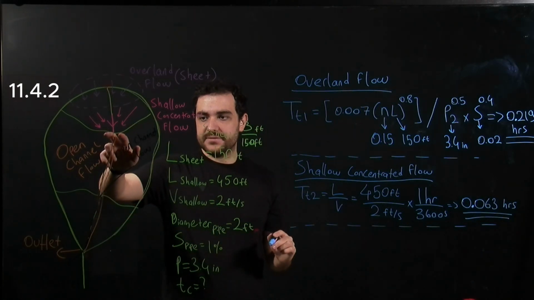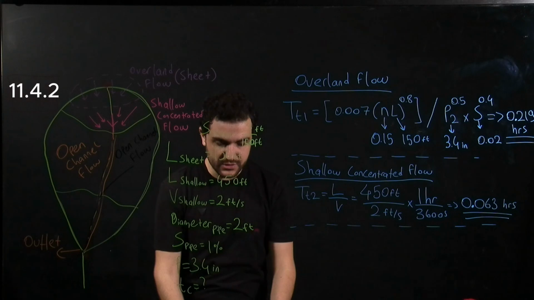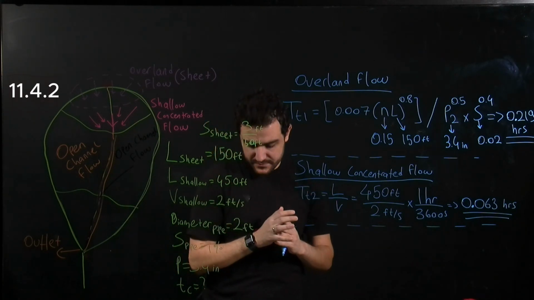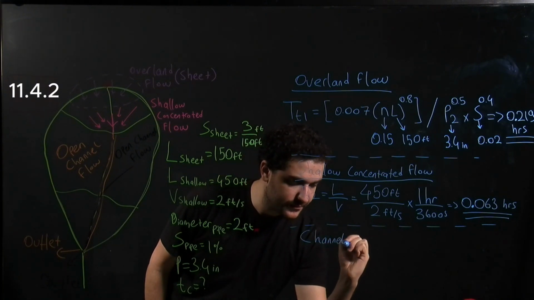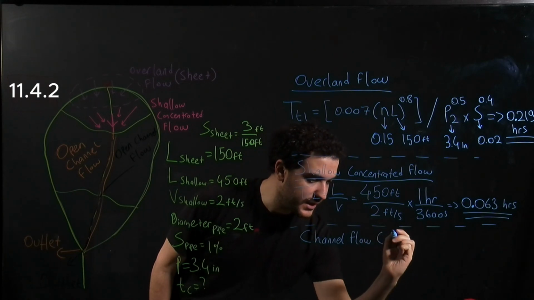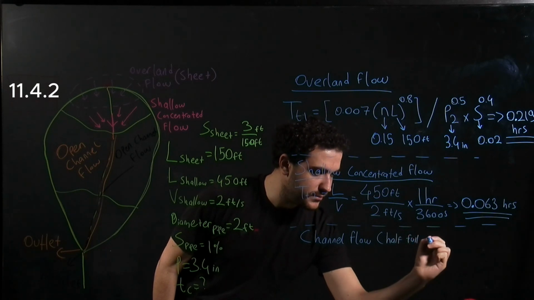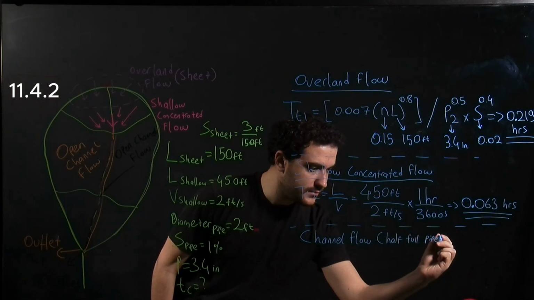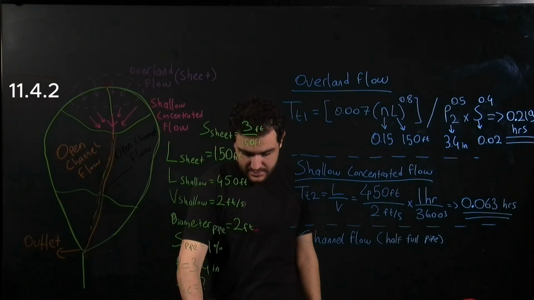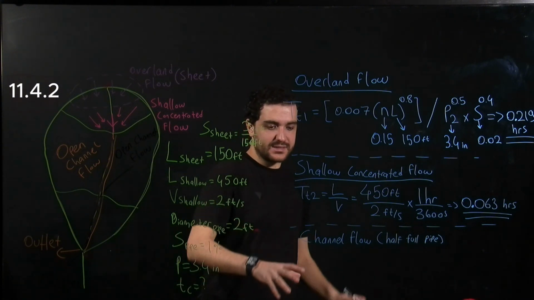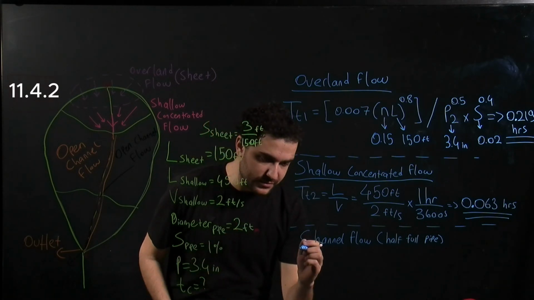Finally, after this flow, we will have open channel flow, and it is actually a pipe, so we need to use equations for circular shapes. Let me write channel flow, and it is actually a pipe, or let me say a half full pipe. Since this is not completely full, it is not pressurized, so we will use Manning's equation again.